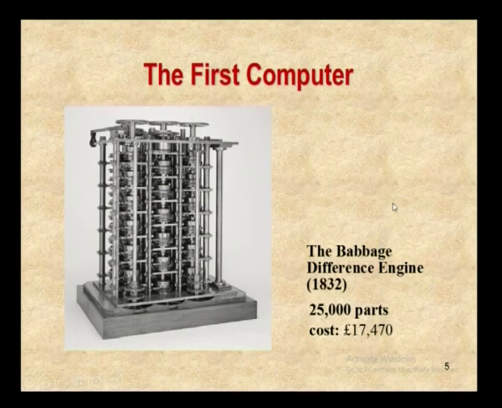So, let us see the brief history of the computer. Before the advent of electronics, computers were made by using mechanical components. This was the computer made by Charles Babbage. It was called the difference engine. It had 25,000 parts, and you see here the photograph of this computer and its cost. This was the computer that was built when there was no electronics.